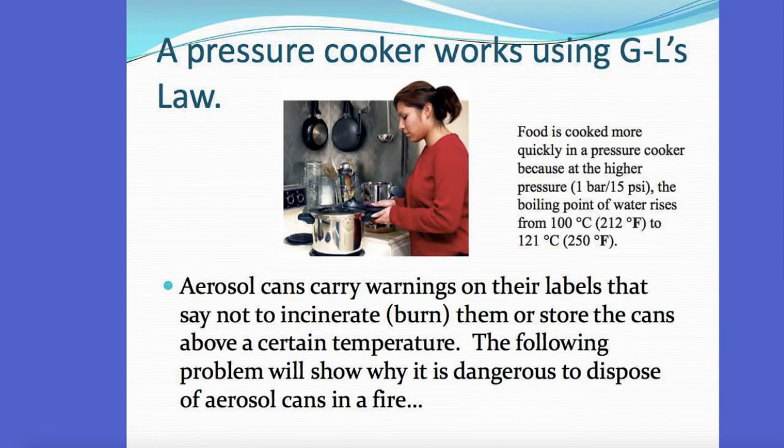All right, have you ever heard of a pressure cooker? Maybe your parents have used one or you've seen one on one of these cooking channels. Food is cooked more quickly because at the higher pressure, the boiling point of water rises from 100 degrees to 121 degrees. So your pasta will cook much faster if it has more pressure on it because the boiling point will actually go up. You've heard of aerosol cans carrying warnings, those little spray cans, because they're a fixed size container. If you throw one into a fire, which people used to do back in my youth, which was very unsafe, eventually you get above the pressure that the container can handle and it bursts, and that's where you can have some danger. It's why you're not allowed to put them into incinerators and landfills. So just a piece of info.